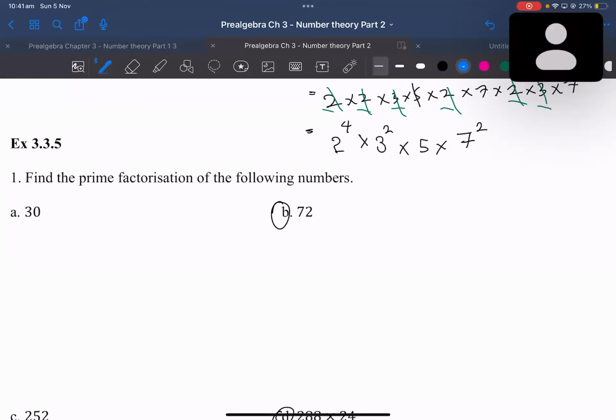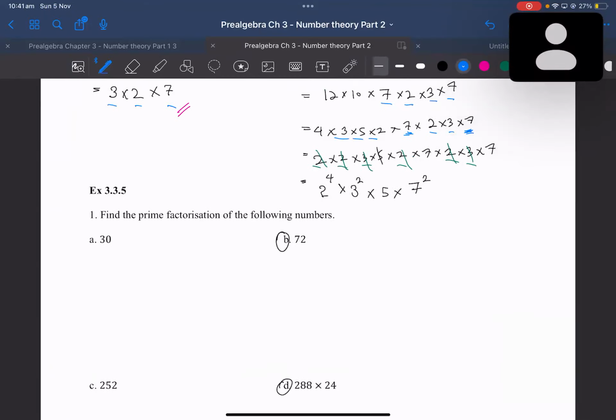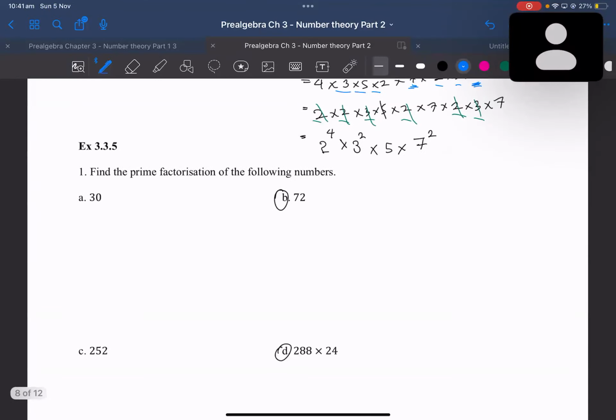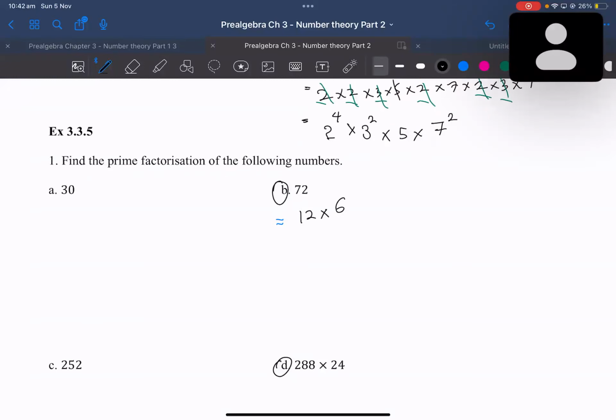All right, we'll go to the answer now. So 72. So we're gonna start. Does anyone want to give me anything you want to split up 72 into? 12 and 6. Very good. By the way, it doesn't matter how you start it. You can start with a different number. In the end, if you keep breaking it down until it's smaller and smaller, you'll get the same answer.